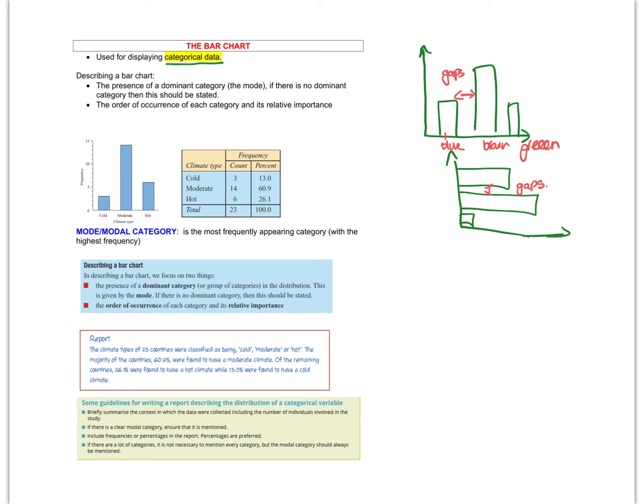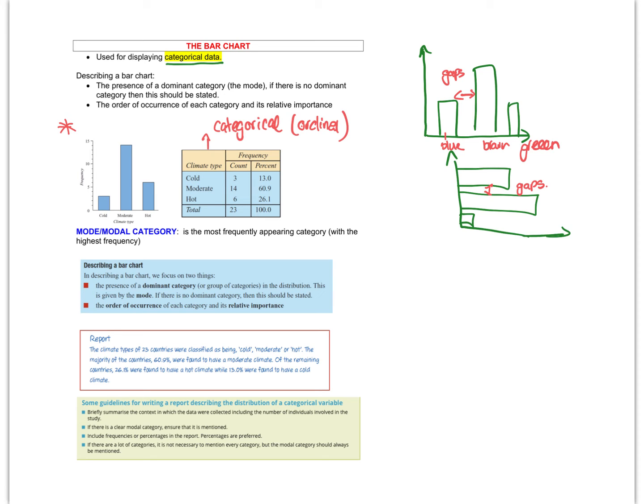So we can see here, in this one, we've got a bar chart. Now we've got climate type. They recorded the climate of a whole heap of countries, and they classed them as either being cold, moderate or hot. So here's the categorical data. Now, is it nominal or ordinal? What do you think? Cold, moderate, hot? That's ordinal. It's got an order to it.